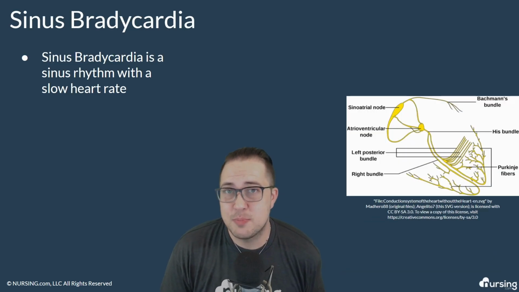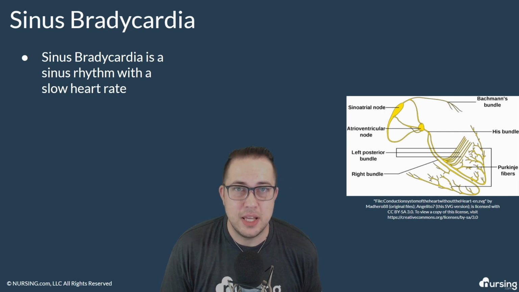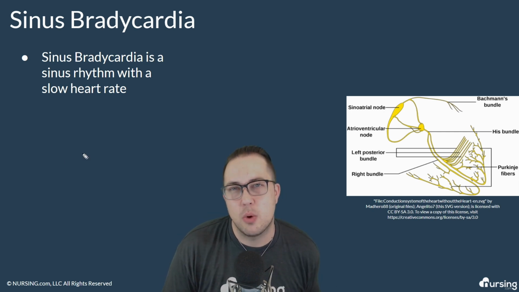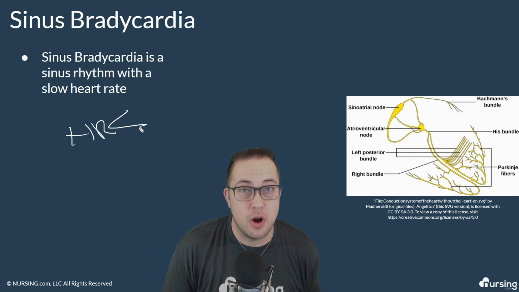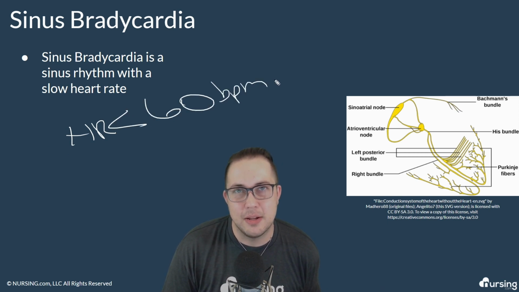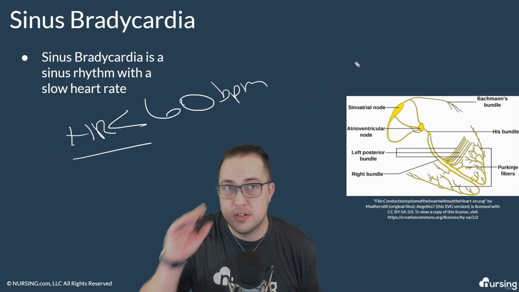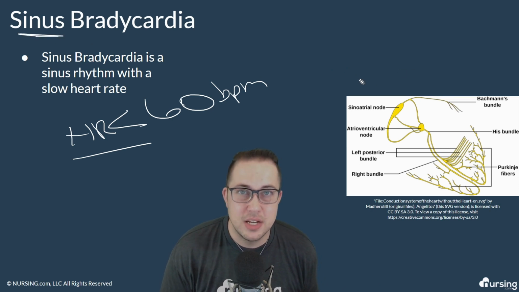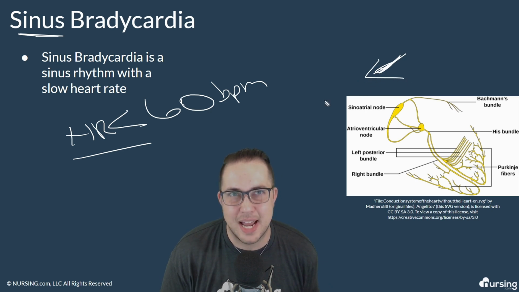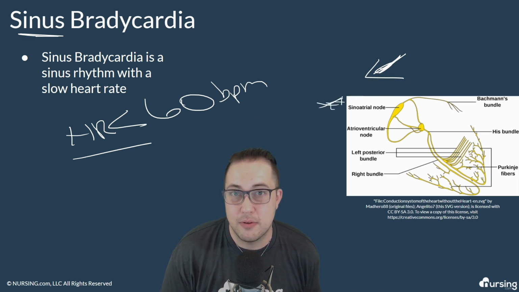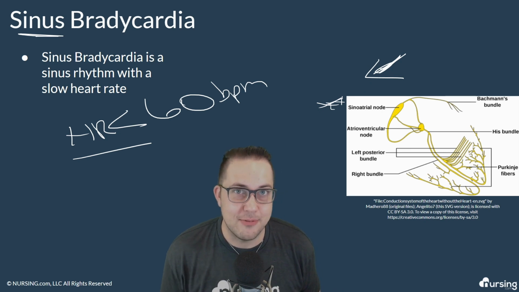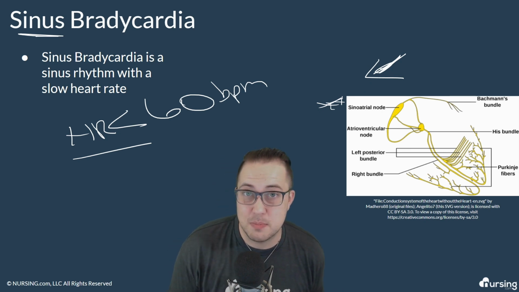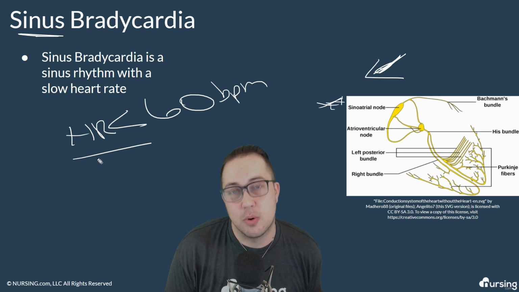Sinus bradycardia is simply normal sinus rhythm, but with a slower heart rate. Typically we're looking at a heart rate less than 60 beats per minute. This is how we define bradycardia. It's important to know that sinus bradycardia, just like normal sinus rhythm, is indeed a sinus rhythm because the electrical impulse begins in the SA node, the sinoatrial node. So, therefore, we have a sinus rhythm. But again, the main differentiator between normal sinus rhythm and sinus bradycardia is that we have this slower heart rate.